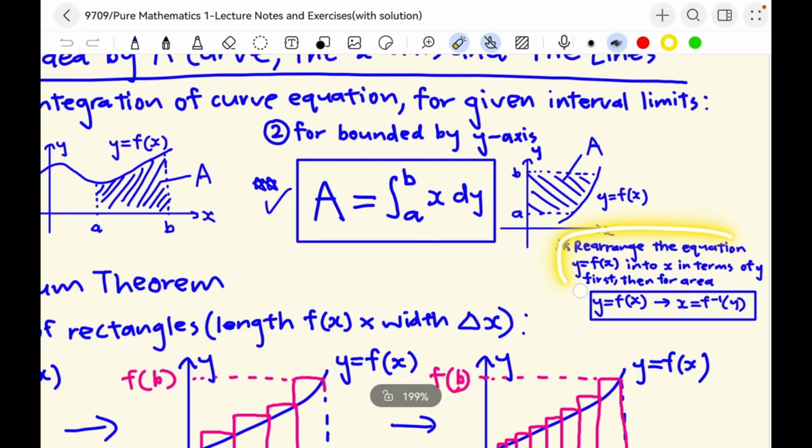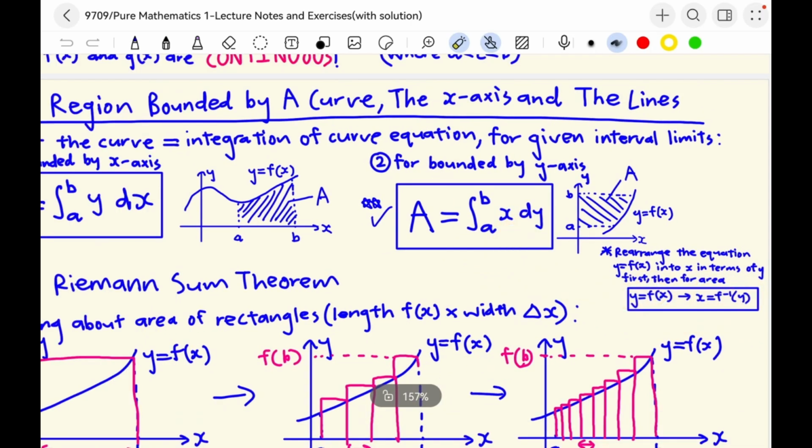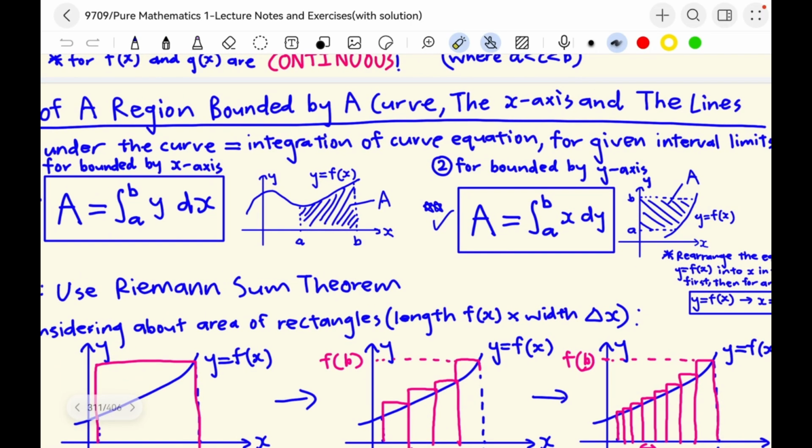So here's the step: you should rearrange the equation y equals f(x) into x in terms of y. How to do so? You just take the inverse function to get the function and substitute it inside. Just that for the boundary limits, you must use your own mathematical fundamentals.